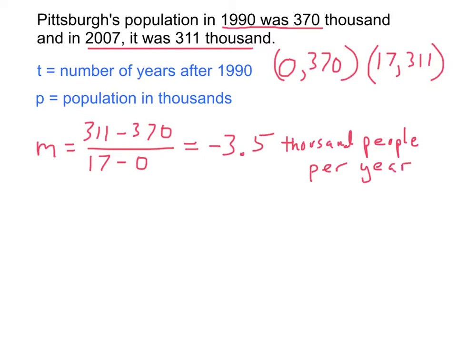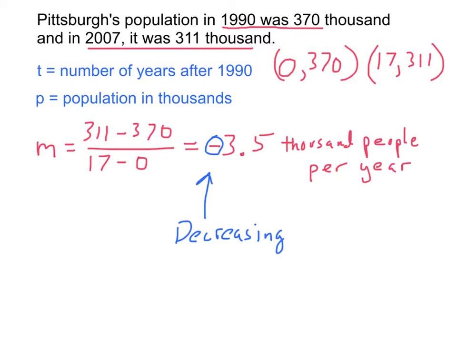Now the fact that this is a negative slope, you see it's a negative 3.5, shows us that it's decreasing by 3.5 thousand people per year. So Pittsburgh's population is decreasing at 3.5 thousand people per year on average over that period of time.